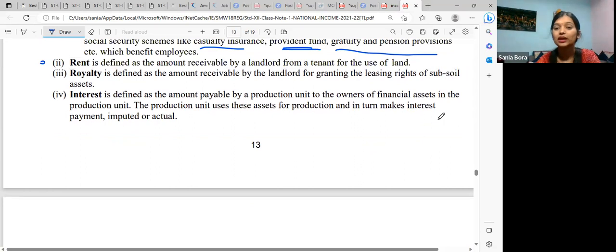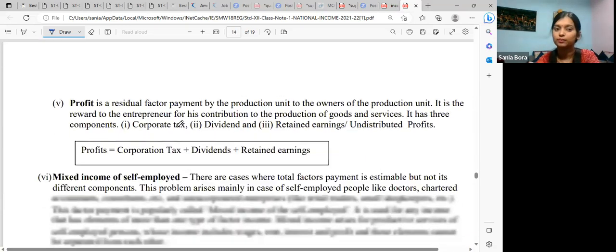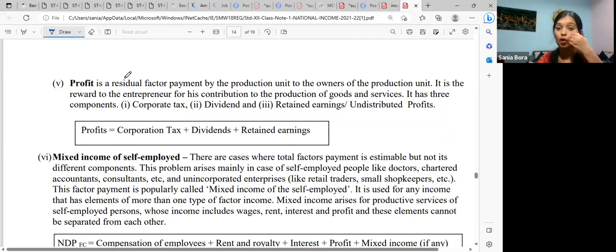Now remember one thing, interest payment. The interest may include interest payment. It can be imputed or the actual one. Okay. Now very important, profit, right? So profit is a residual factor payment to the production owner. Basically, whatever I am producing, from that I'll be getting the profit, right?